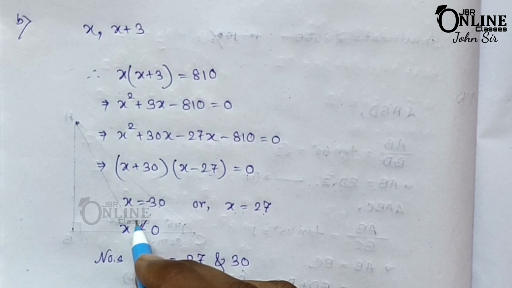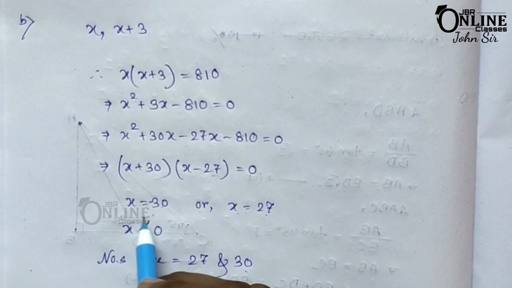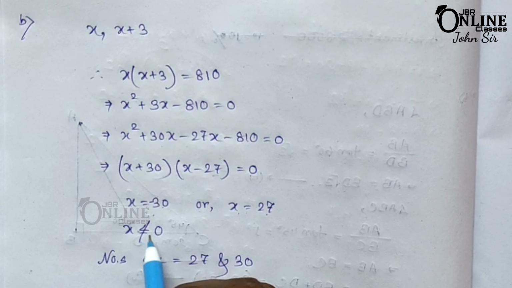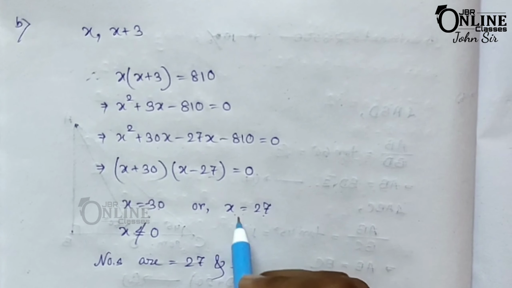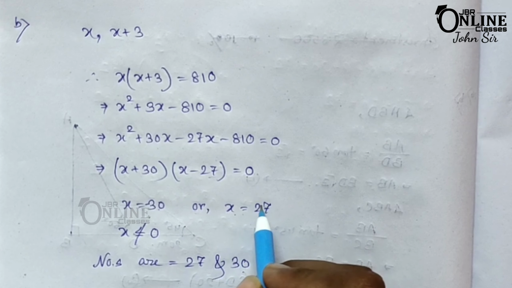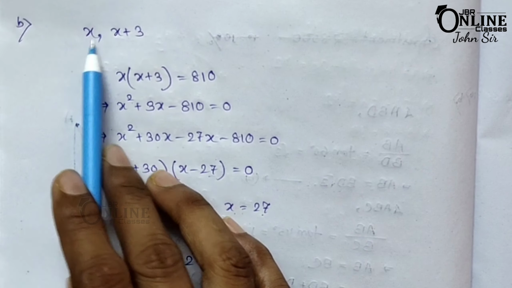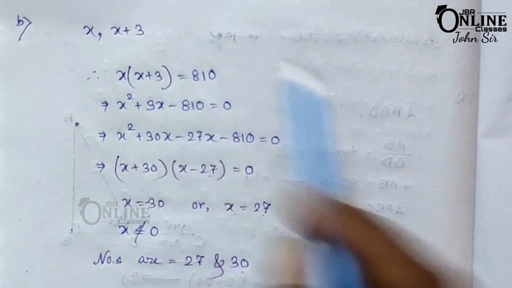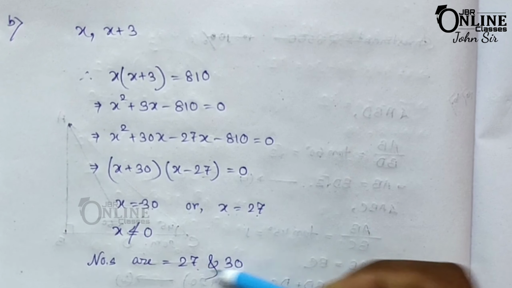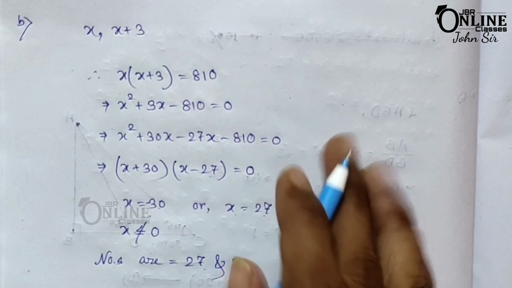Now, as the given numbers are natural numbers, x can never be less than or equal to 0. That's why x equals 27 is the first number. So as x equals 27 is the first number, the second number will be 27 plus 3, that becomes 30. So 27 and 30 is the final answer.